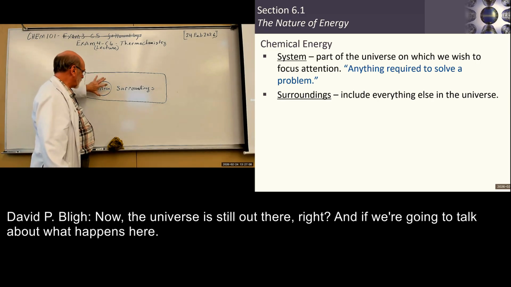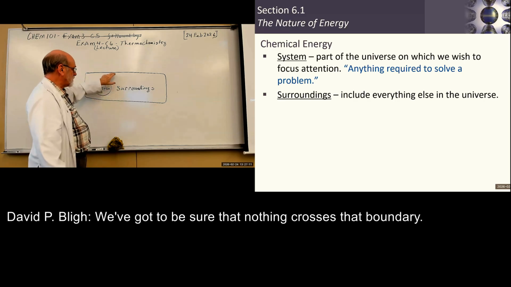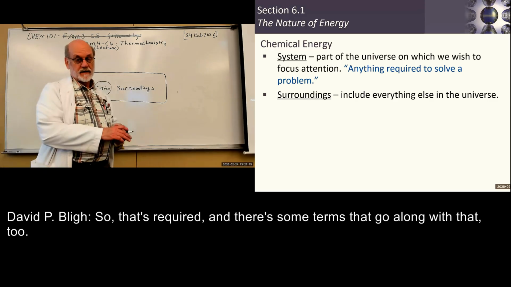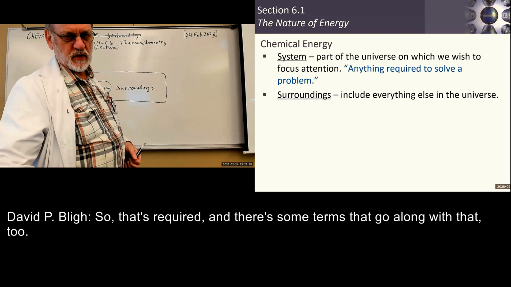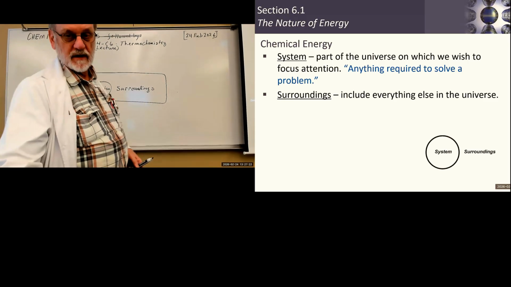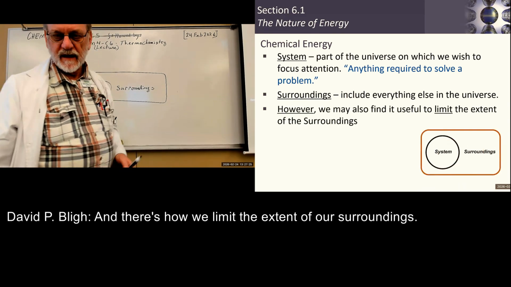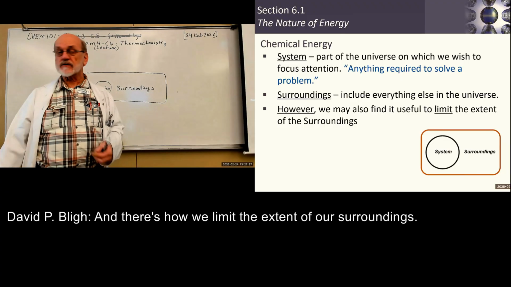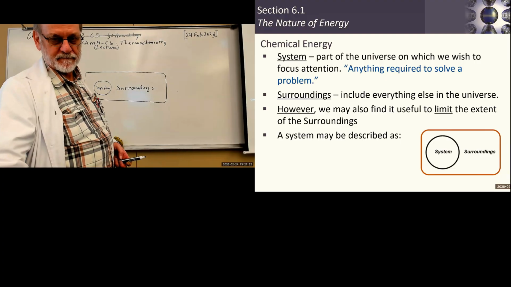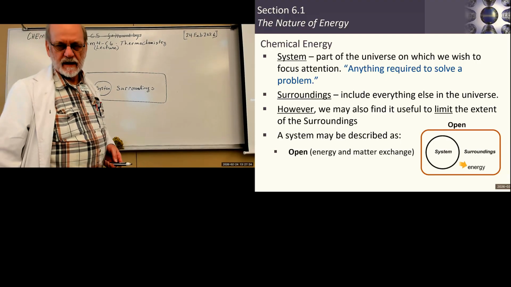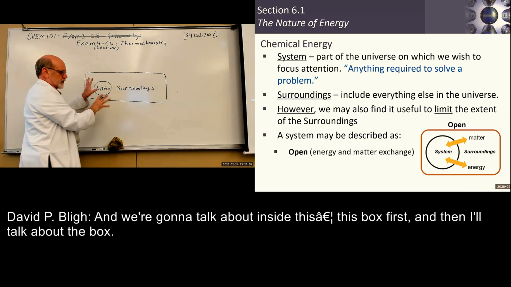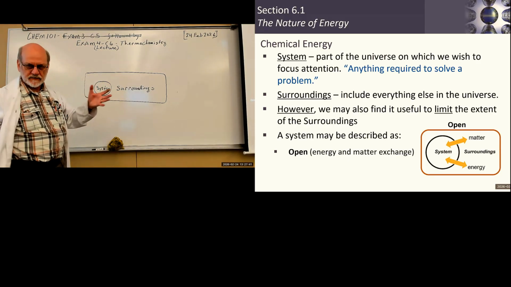And if we're going to talk about what happens here, we've got to be sure that nothing crosses that boundary, right? So that's required, and there are some terms that go along with that too. So here are system and surroundings, and there's how we limit the extent of our surroundings. We're going to talk about inside this box first, and then I'll talk about the box.